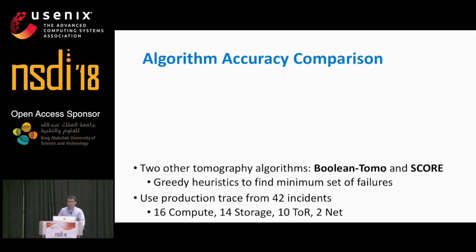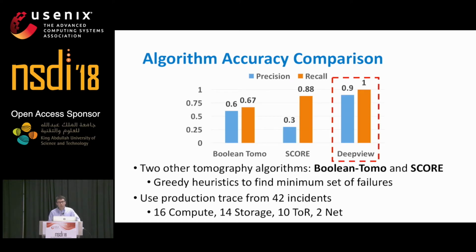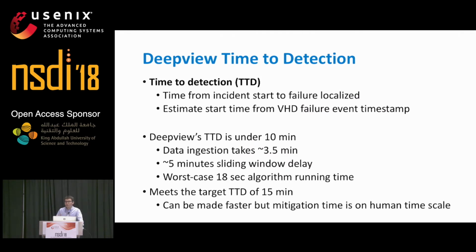Now let's compare Deepview's accuracy with alternative algorithms. We picked two other representative tomography algorithms. Boolean tomography and SCORE both use greedy heuristics to find a minimum set of failures that can explain the observations. We'll compare them using production traces from 42 incidents, in terms of precision and recall. What we see from the graph here is that Deepview is able to achieve both higher precision and recall compared to the alternative tomography algorithms, which use greedy heuristics. Finally, let's look at how fast Deepview is.